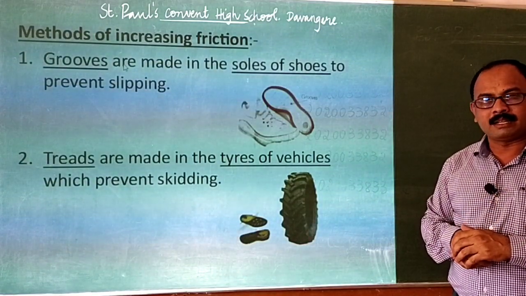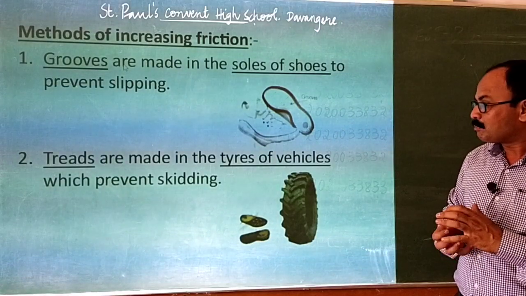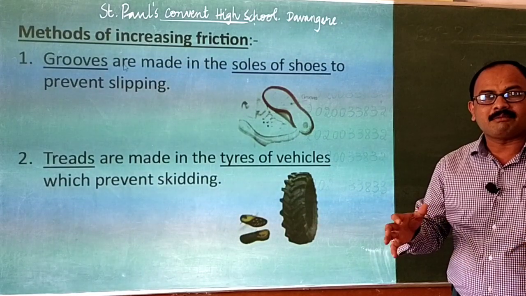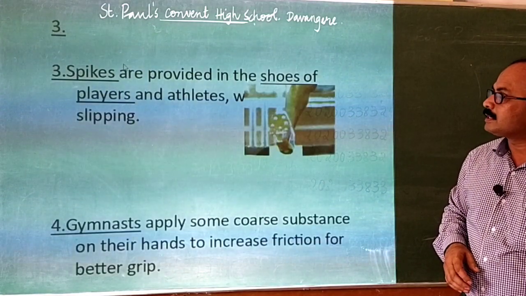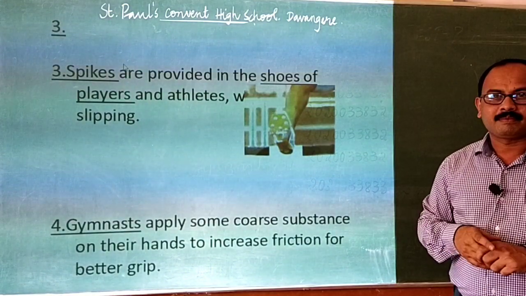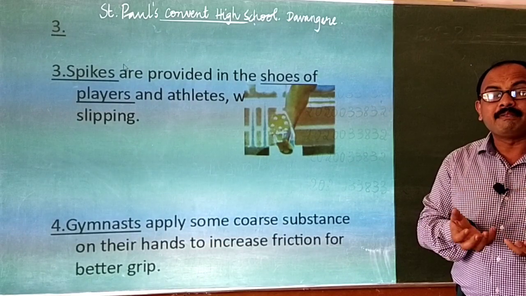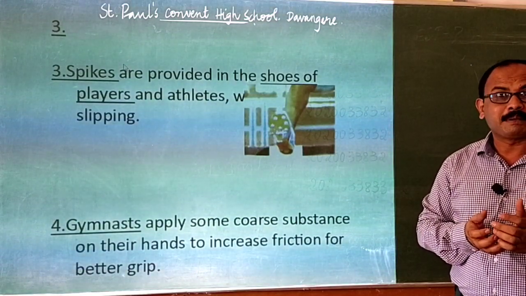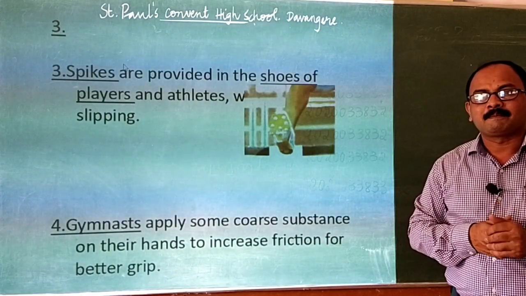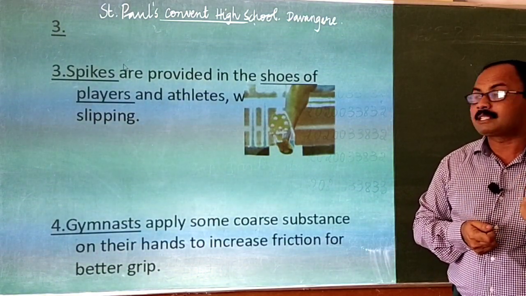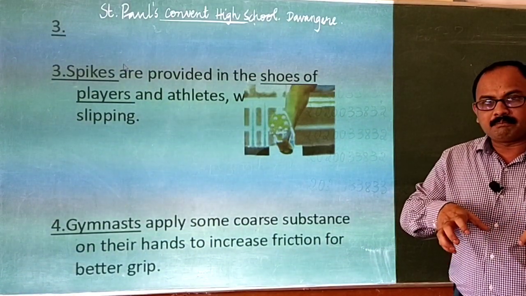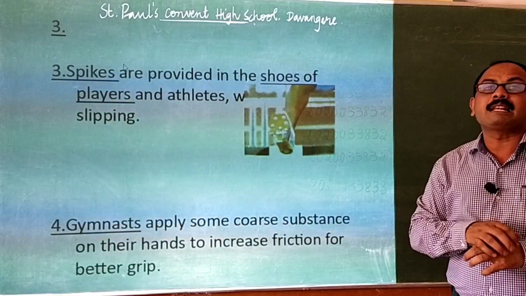Different markings have been made on the wheel which prevent skidding, so it remains firm on the ground and travels easily. The third one: spikes are provided in the shoes of players and athletes which prevent them from slipping. IPL is going on. Look into the shoes of the players. In every shoe, spikes are provided which give them a big grip so that they never slip.